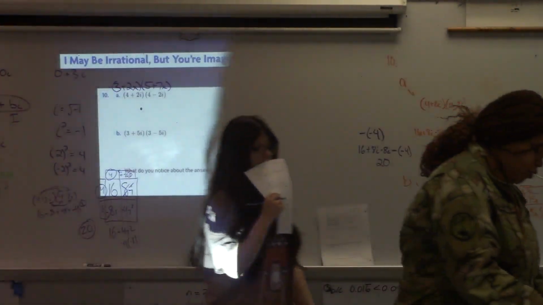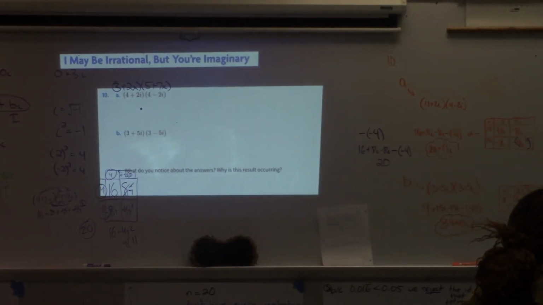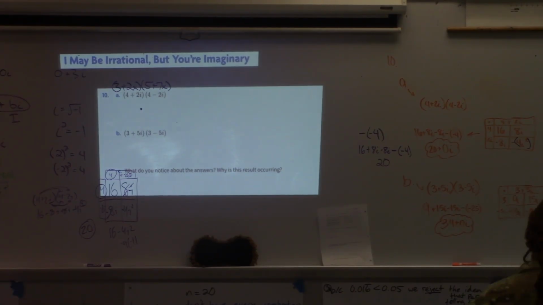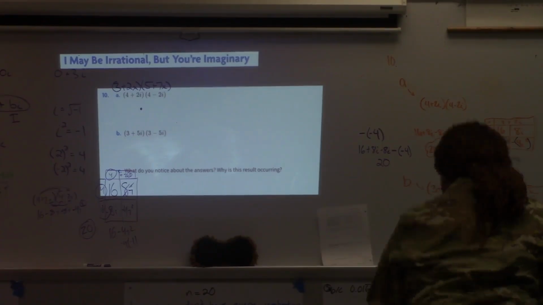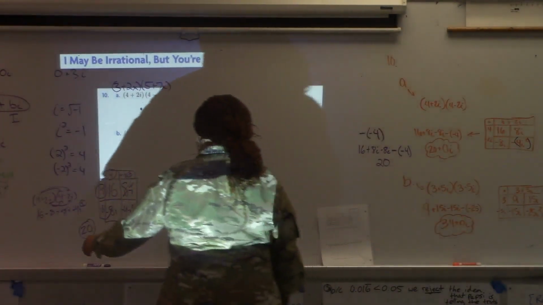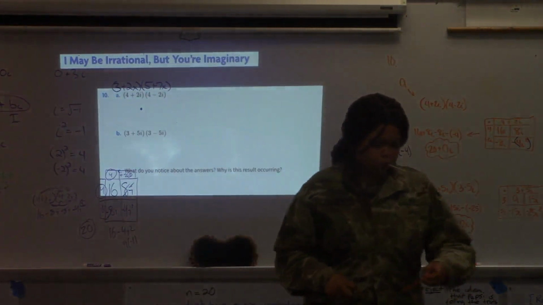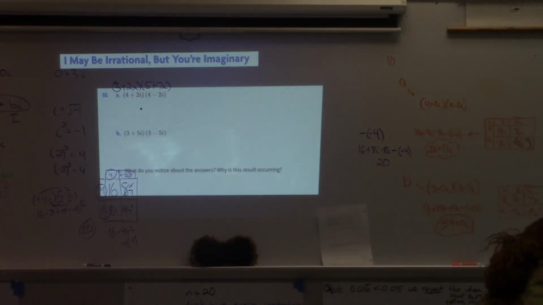What's negative 2i? Negative 8i. Negative 2i. Negative 4, but you have i times i, so 16. Minus 8i. So then what should?